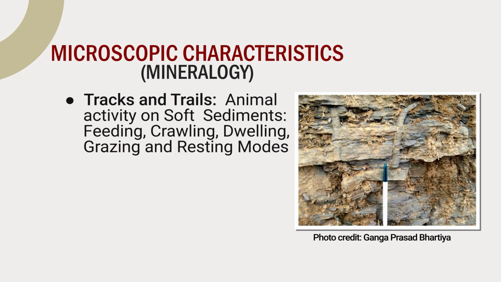Some organisms move on the wet sediment, sand on the riverbed or on the coastal area, so they produce different types of structures. Some organisms try to get food, so they are called feeding traces. Some keep on crawling like a snake, so there are crawling traces. There are some organisms that dig and live inside, the dwelling traces. And some are grazing, moving from one place to another in search of food, called grazing traces. There are also resting traces.